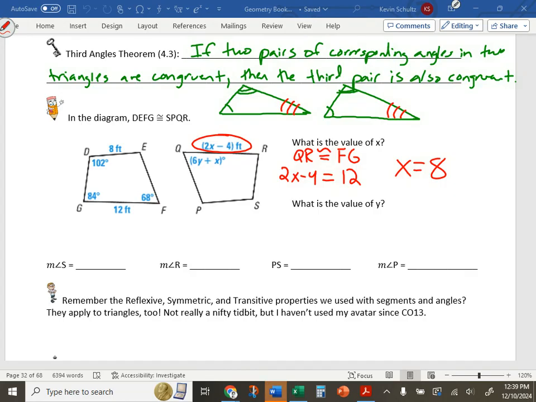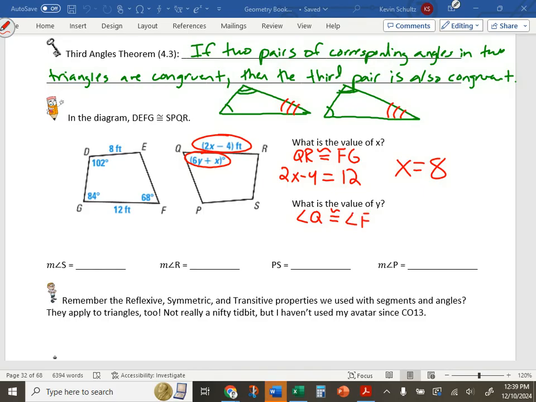How about the value of y? Okay, our expression with y is right here. Angle Q. Angle Q corresponds with what angle in the other shape? F. And how do you know that? Because it's congruent. Third letter, right? These congruency statements are in a certain order for a reason. Q is the third letter of that shape, so it has to match up with the third letter of the other shape. So Q is congruent to F.